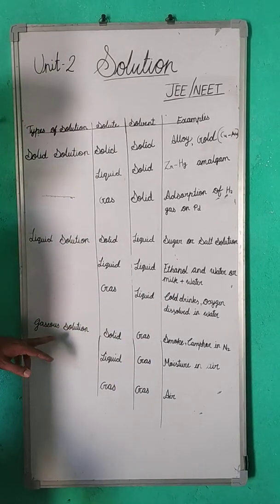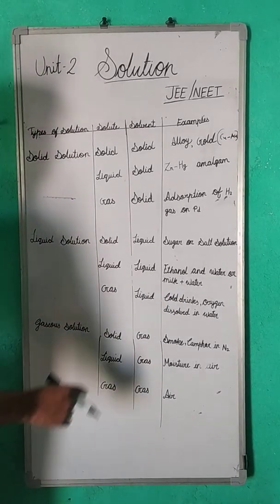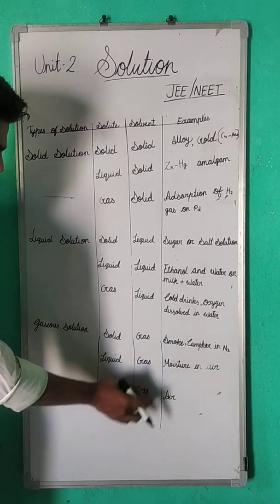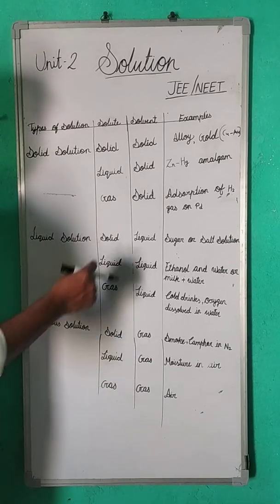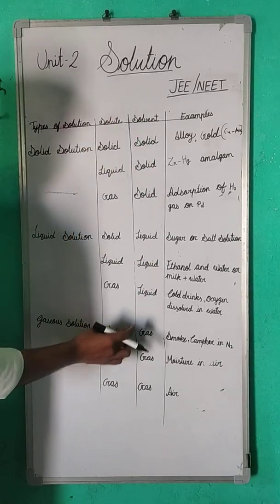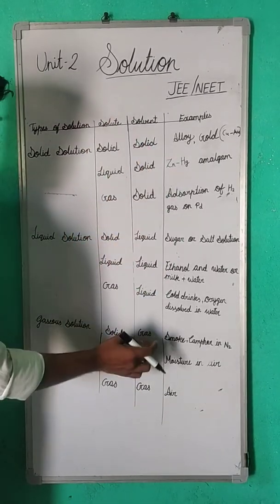Third case, we have gaseous solutions. Here we have the solvent in gaseous form, and the solute can be solid, liquid or gas. First case, when you have the solute in solid state and the solvent in gaseous state.